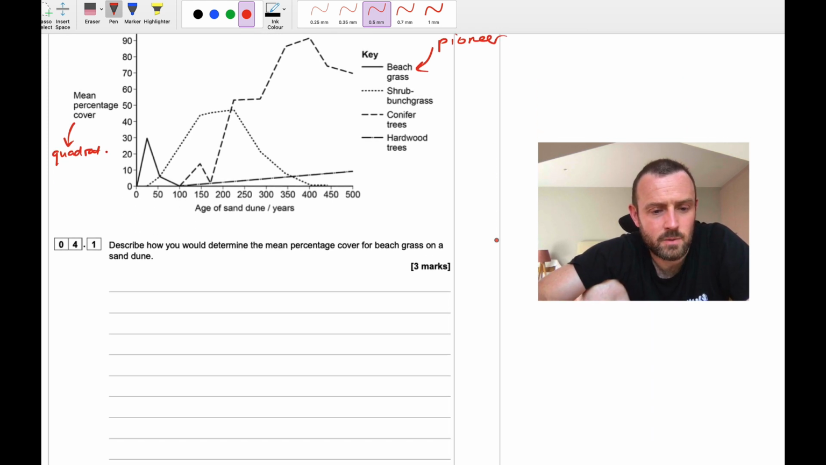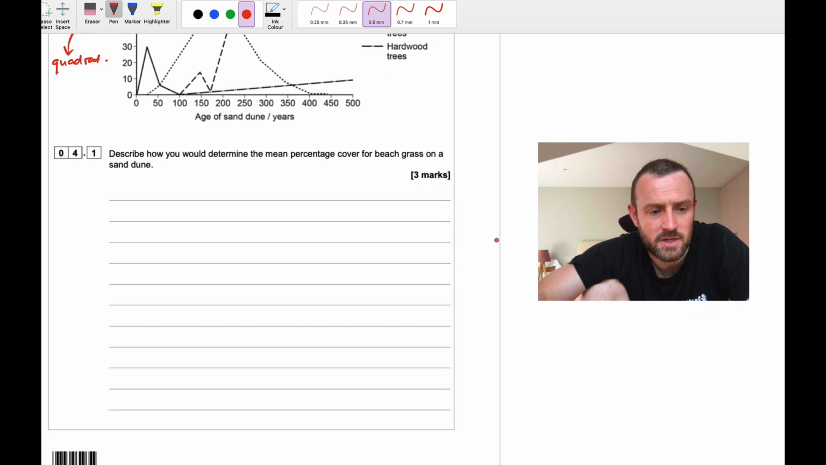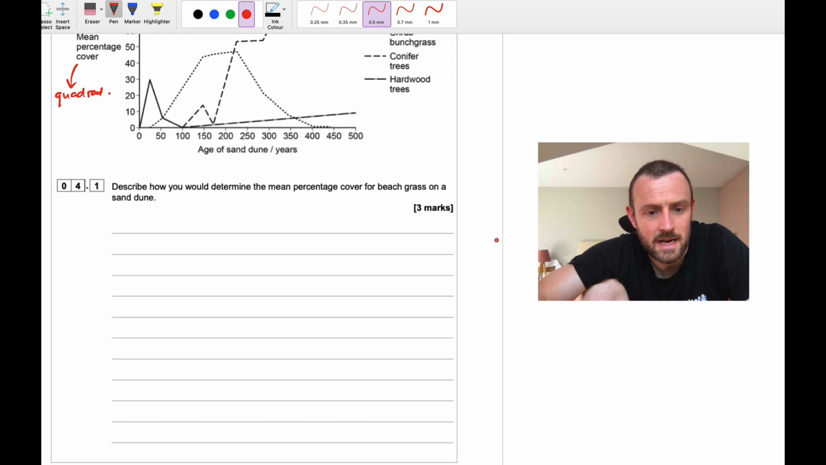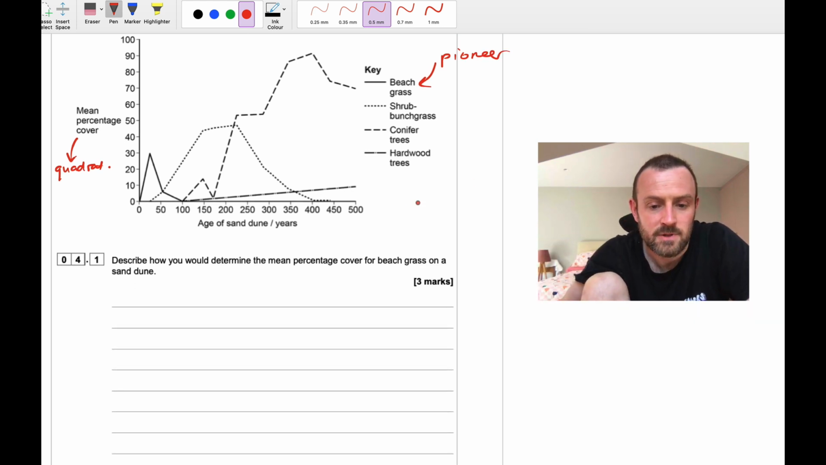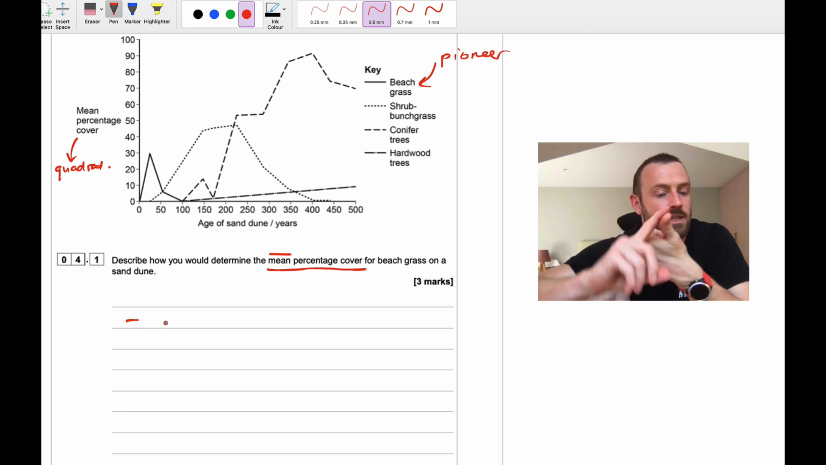So, describe how you would determine the mean percentage cover for beach grass on a sand dune. Okay, gosh, what am I expecting to be here for 3 marks? Notice it says mean percentage cover, so that means we're going to have to do repeats. So I think this is all about quadrats. We'll go to the mark scheme in a second.